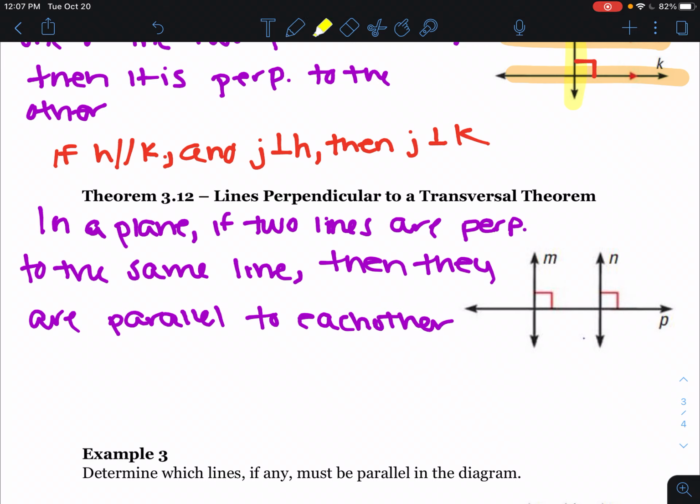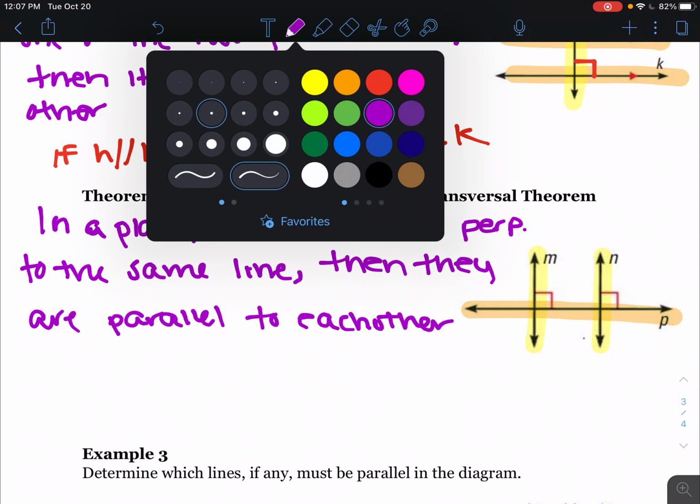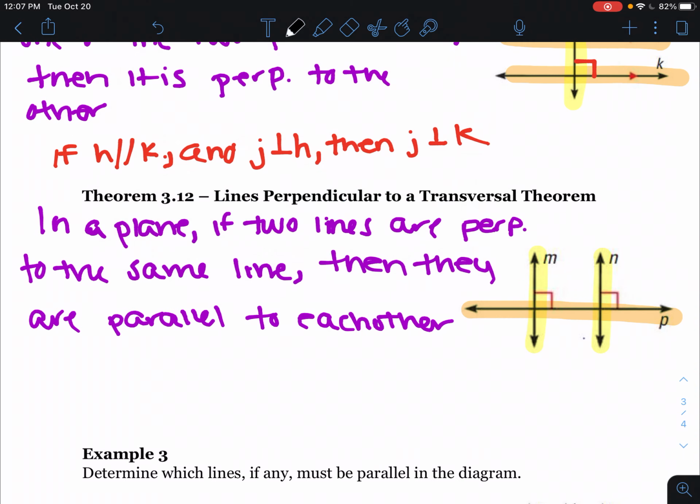So this is saying that in a plane, two lines, M and N, are both perpendicular to P, so both lines are perpendicular to P, then we can say that these lines are parallel to each other. Those two lines are parallel.